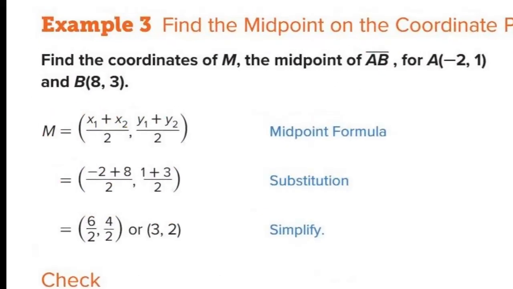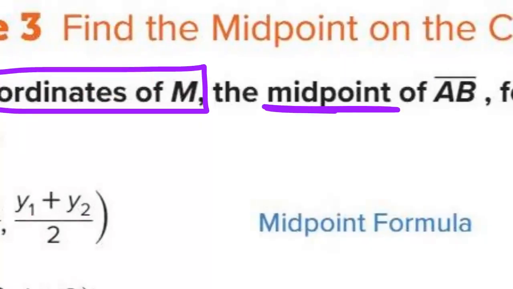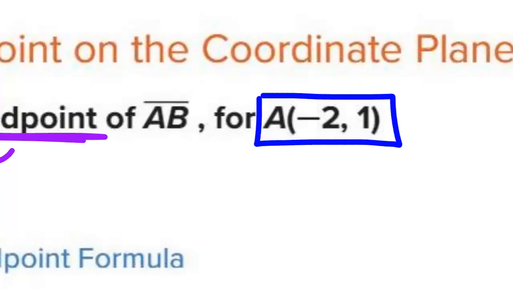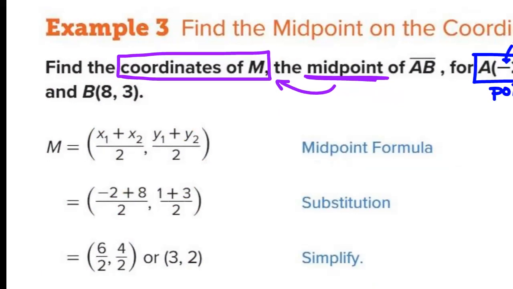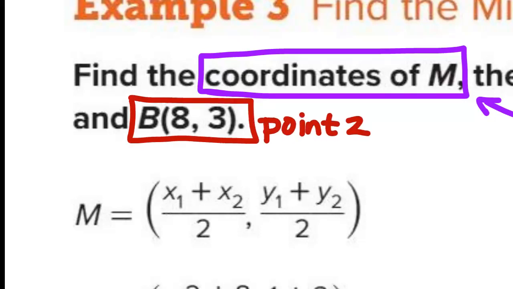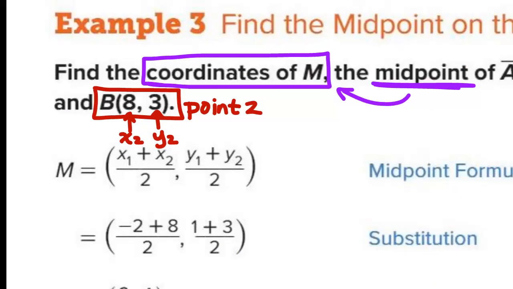All right, so we want to find the coordinates of point M, the midpoint. We have point A, (-2, 1), so we're going to call this point 1, which means -2 would be my x1, +1 is going to be my y1. And then our second point, point B, we'll call that point 2. So 8 is going to be my x2, 3 is going to be my y2.